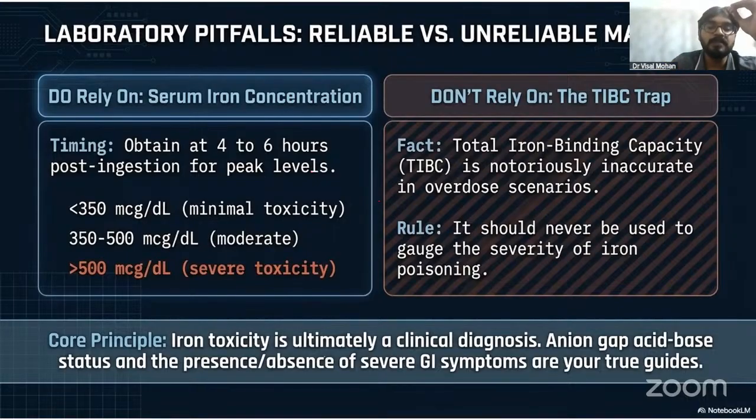Okay, in these patients, we cannot depend on total iron binding capacity at all, because it's inaccurate. We depend mainly on the serum iron levels. The patient will also get an ABG done to know if there's any anion gap metabolic acidosis, any lactate elevation.